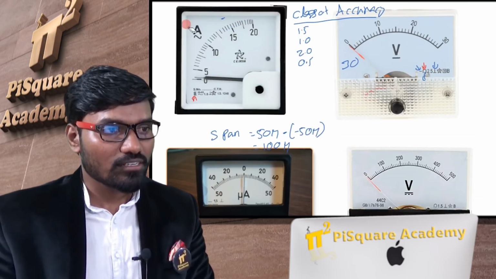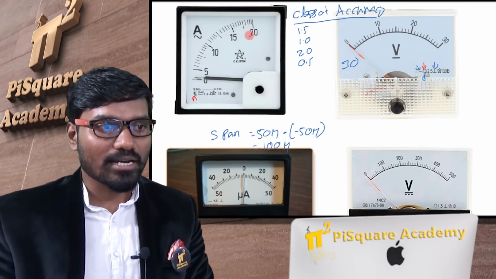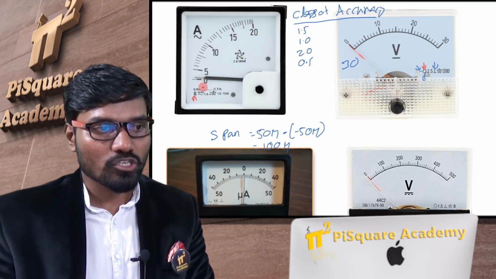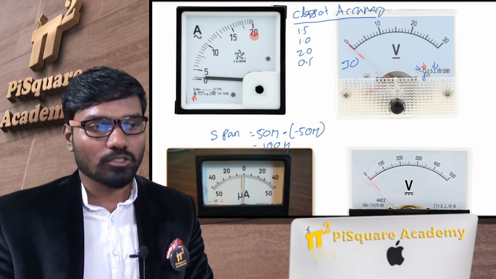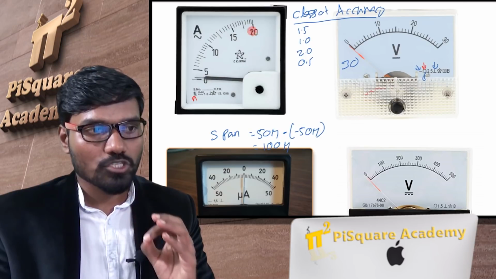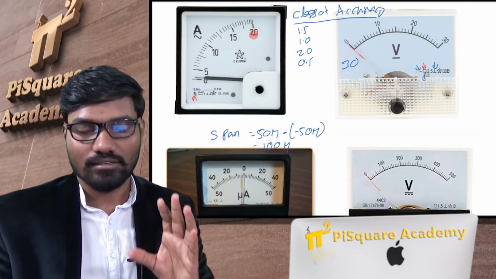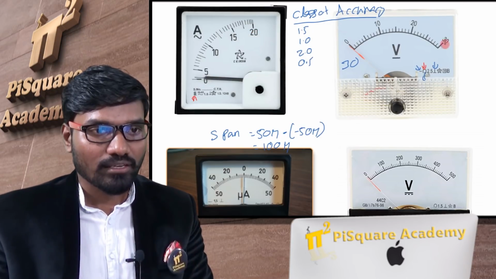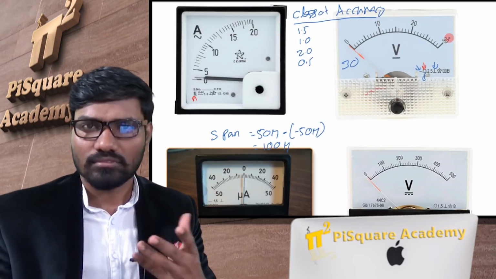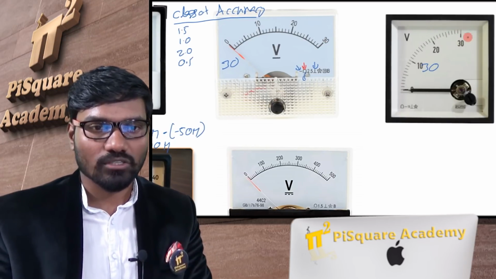Suppose for this, what is the maximum value? 20, minimum value is 0. Which one is greater? 20 is greater. So the reference value is 20. With respect to 20, the error is calculated. And here 30 and 0, 30 will be taken.